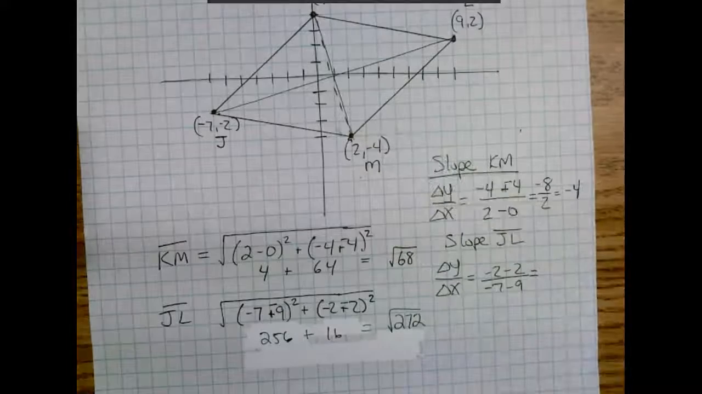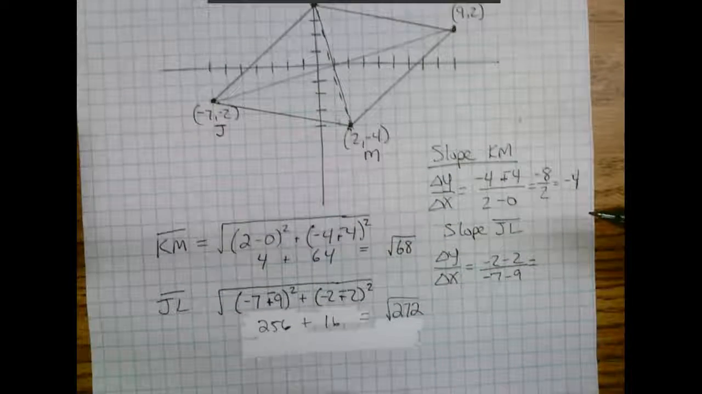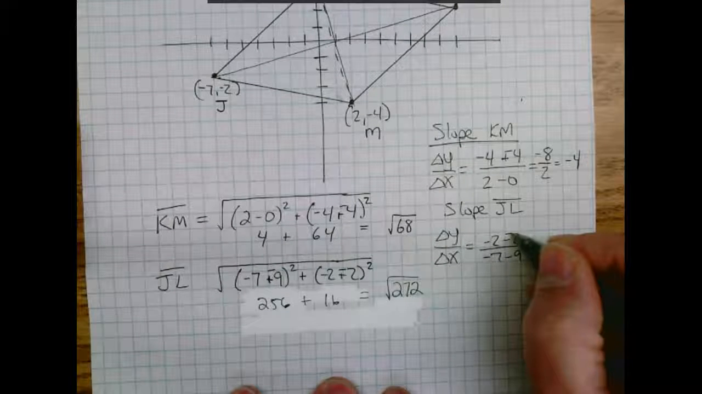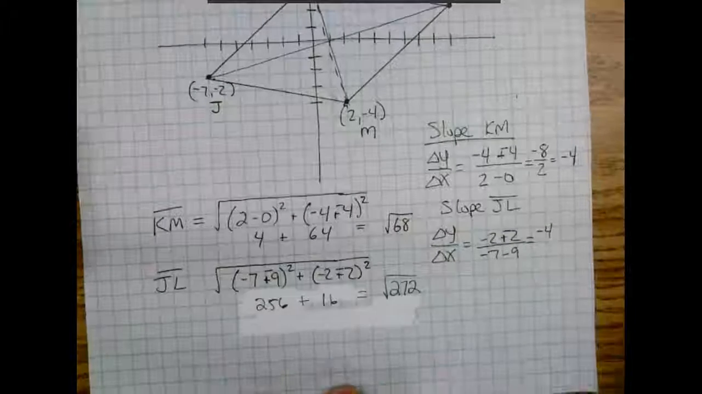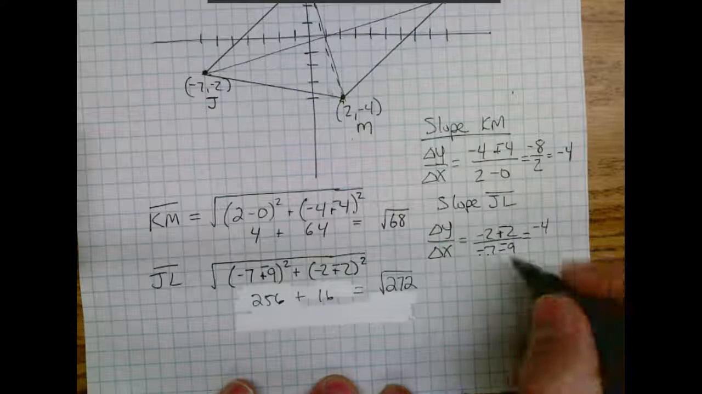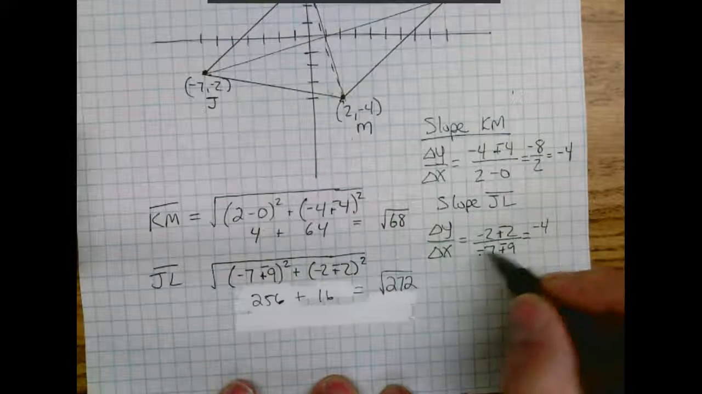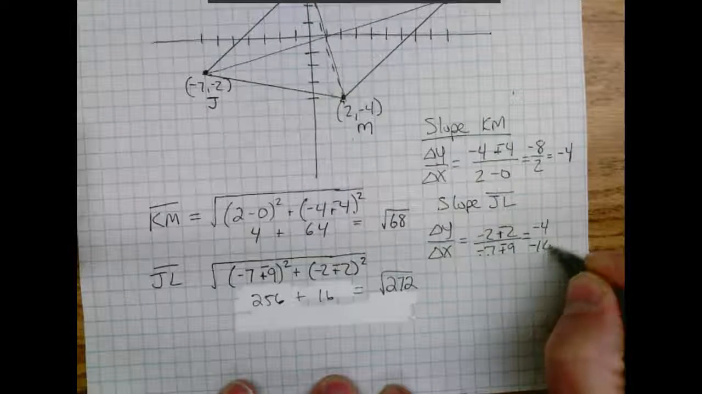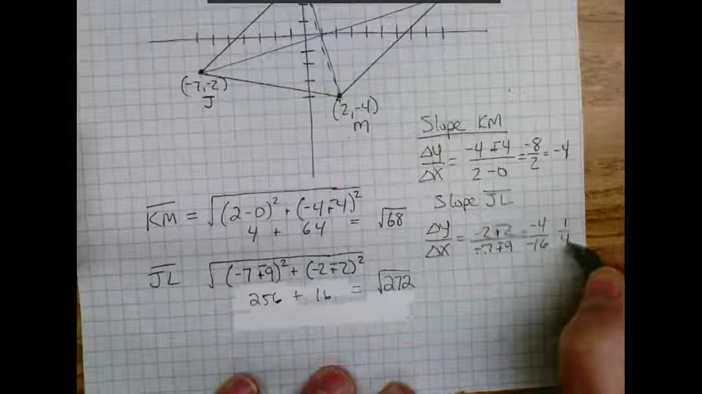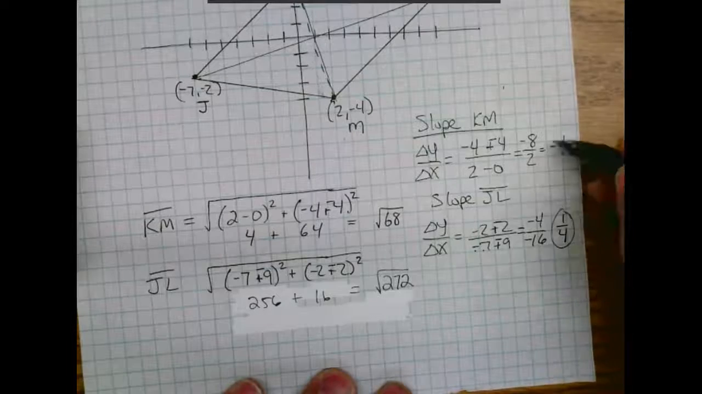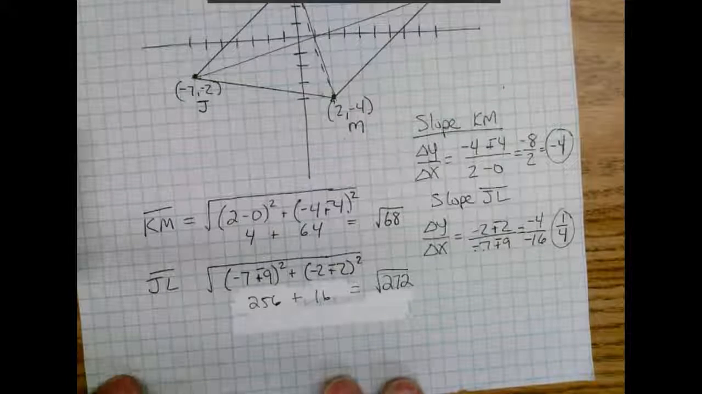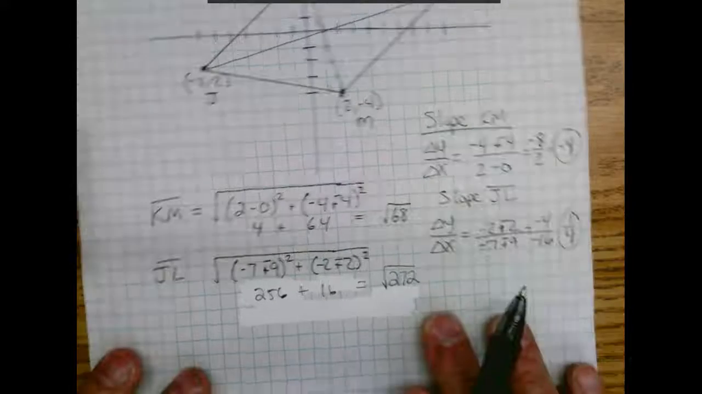That's the slope of this one right here. And then do JL. So then I get negative 2 minus 2. I'll just change the sign and add. It's negative 4. And then I have negative 7 minus negative 9. I'm sorry, minus 9. I'll change the sign and make it negative 16. So when I cancel this out, it would be 1 over 4. So I see I do have the inverses. This tells me that the diagonals are perpendicular. That tells me rhombus as well.